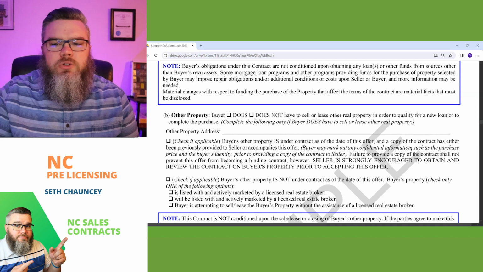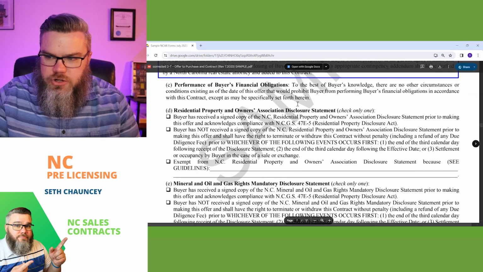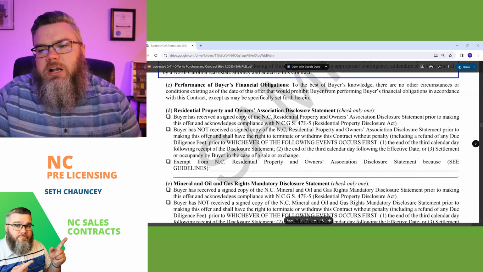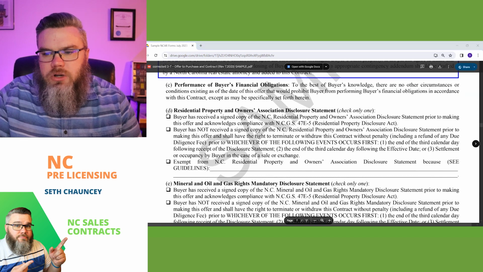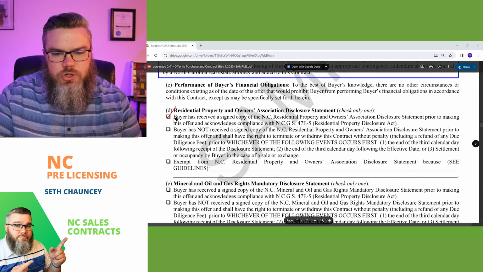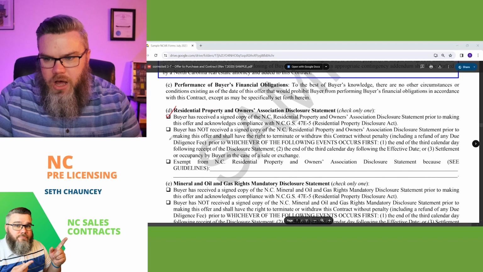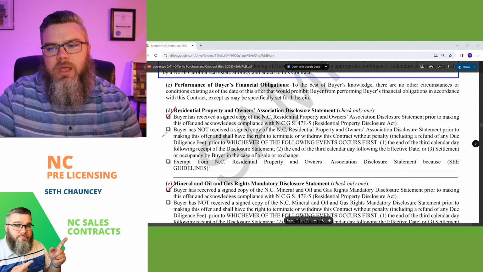Yeah, folks, here's where we can bring this full circle. Residential Property and Owners Association disclosure statement. There are 3 check boxes on this contract. Your check boxes are: I have gotten it, I've not gotten it, or it's exempt. If we have gotten it before making this offer, then we are in compliance with the Residential Property Disclosure Act as long as we received both the MOG and the RPODs when required.